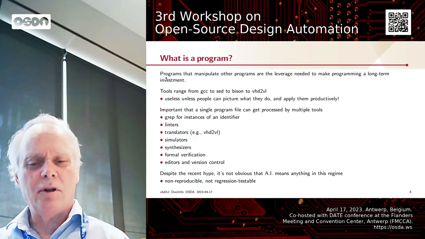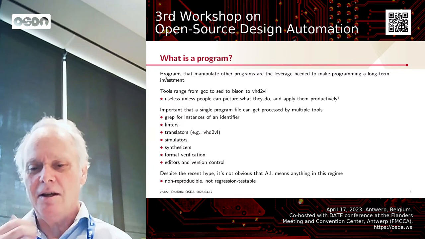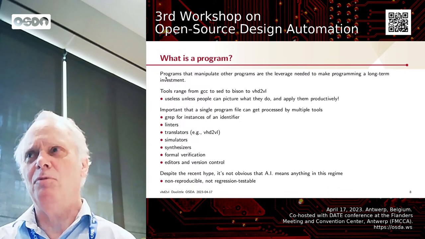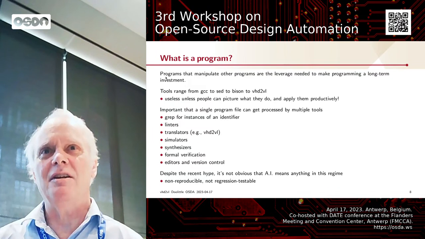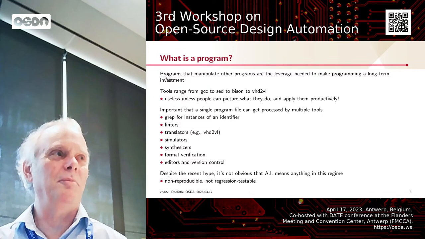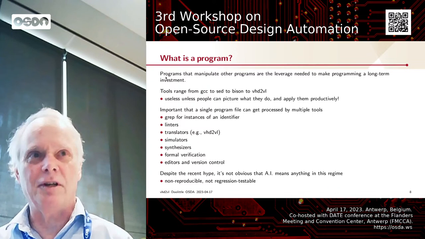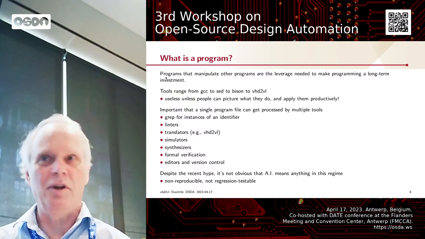I hear a lot about AI at this workshop, at this conference. It's not obvious to me that AI means anything in this regime. We value tools that are reproducible, regression testable. I don't see any sense that AI is going to be in that category. Maybe it can be a mechanism to help find bugs. Okay, we've done fuzzing for a long time to look for bugs in software. Maybe AI will help us find our bugs, but then we need to turn it into an actual test.